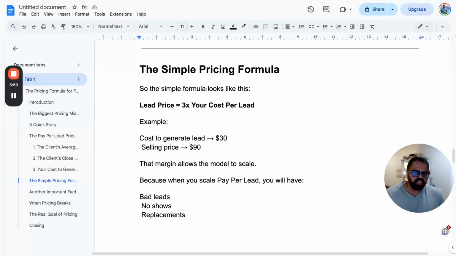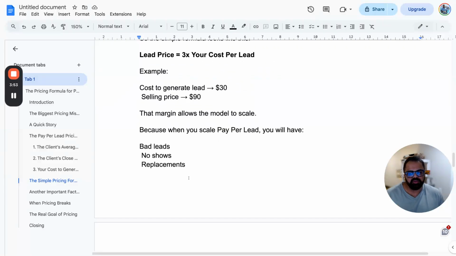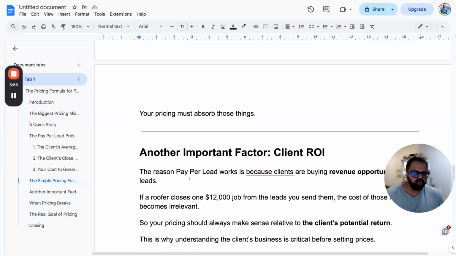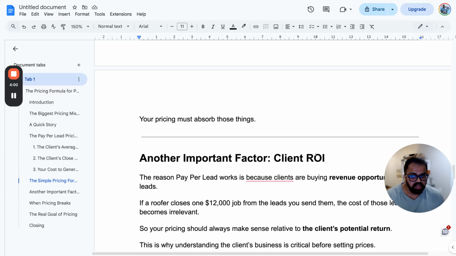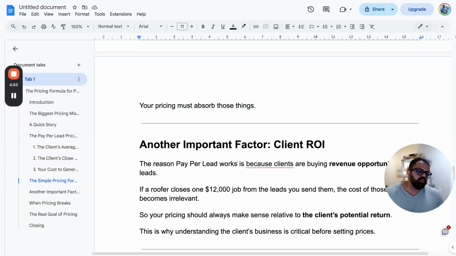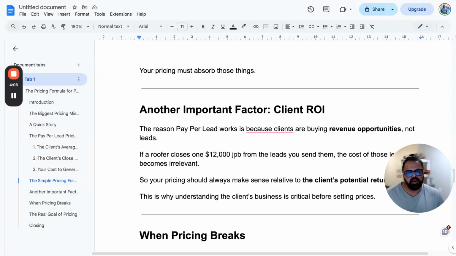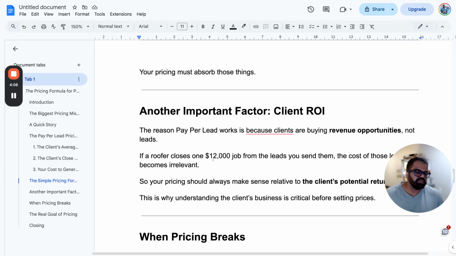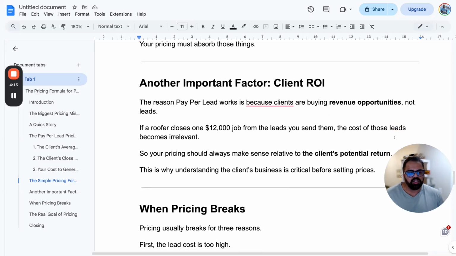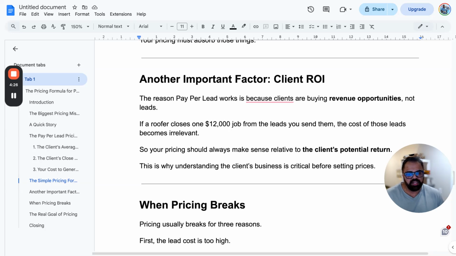Because when you scale pay per lead, you will have bad leads, no shows, and replacements. Your pricing must absorb all those things. Another important factor is client ROI. The reason pay per lead works is because clients are buying revenue opportunities, not leads. So if a roofer closes a $12,000 job from the leads you send them, the cost of those leads becomes irrelevant. Your pricing should make sense relative to the client's potential return. This is why understanding the client's business is critical before setting prices.